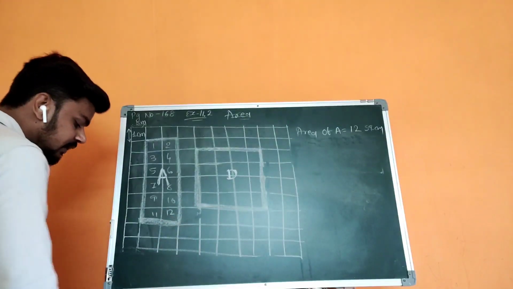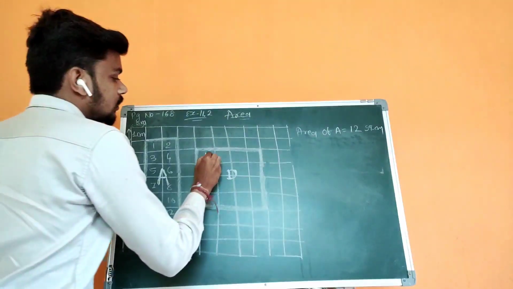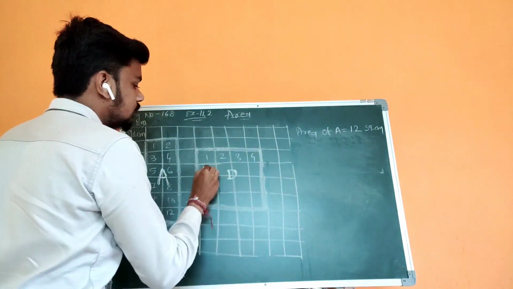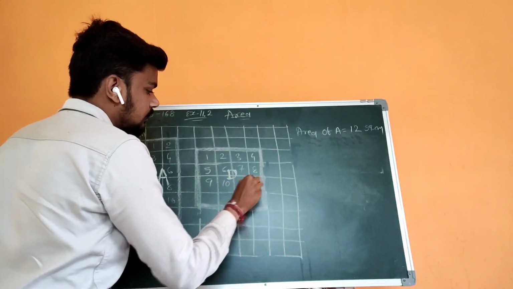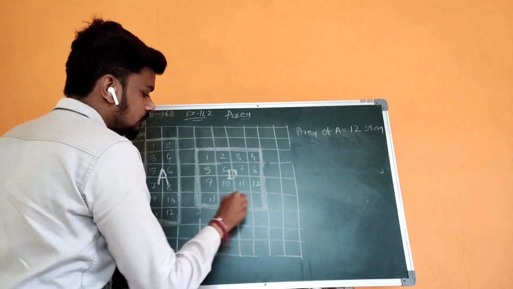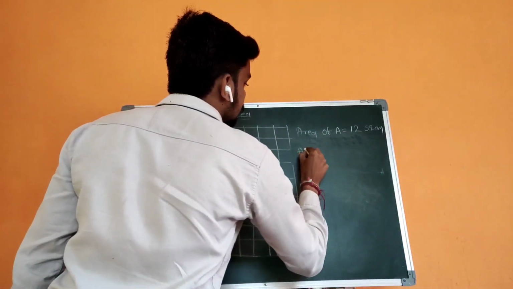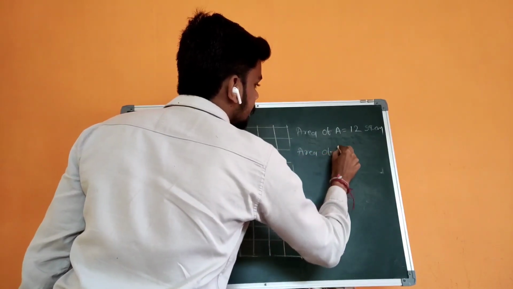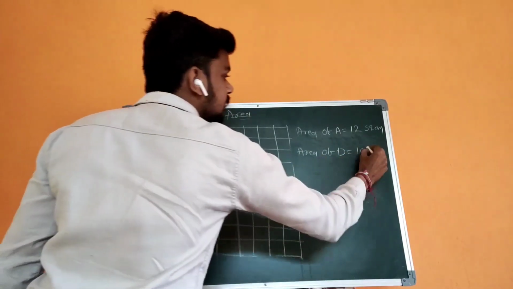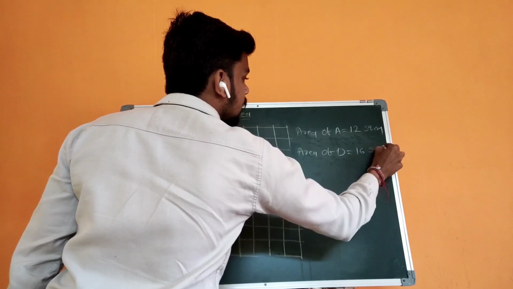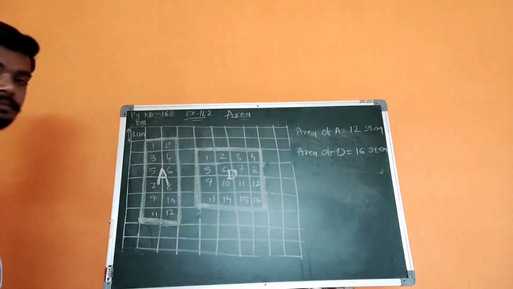Okay, let's find the area of D. Here also we have to do the same thing. Just count: 1, 2, 3, 4, 5, 6, 7, 8, 9, 10, 11, 12, 13, 14, 15 and 16. So the area of D is equal to what? 16 blocks are there, so the answer is 16. The unit is the same, square centimeter.